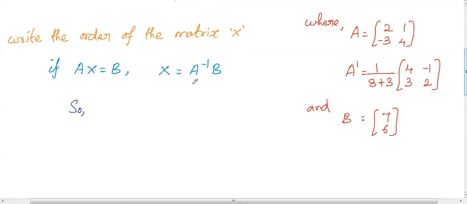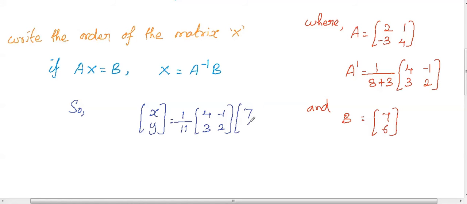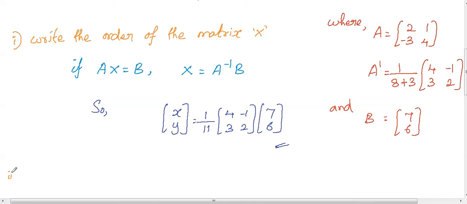So now plug these values into X = A inverse B and write the order of matrix X. We know that X is nothing but (x, y). So (x, y) = 1 by 11 into the matrix 4, minus 1, 3, 2, times 7, 6. Now this is the order of the matrix X. Now find the matrix X.